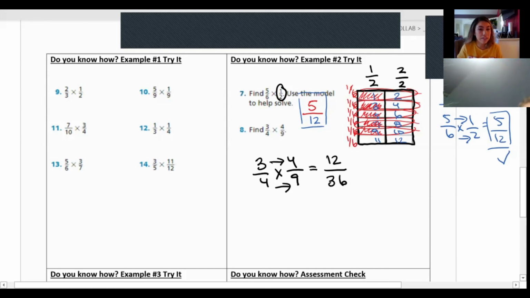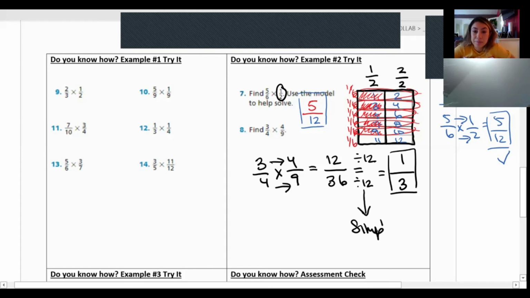Is there anything that can go into 12 and 36 evenly? I'm pretty sure, if you've done your multiplication in practice, we know that 12 can actually fit into 36 3 whole times. If we divide 12 on the top and the bottom, then 12 divided by 12 is 1, and 36 divided by 12, we just said, goes in 3 times. So this is how we simplify. We want to find a number that can go into both the top and the bottom evenly. Okay? And guys, we know that the answer 12/36 is the same answer as 1/3.